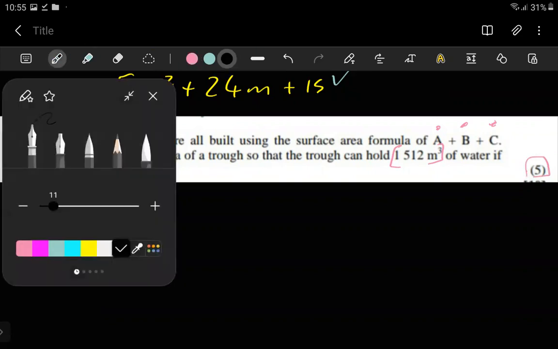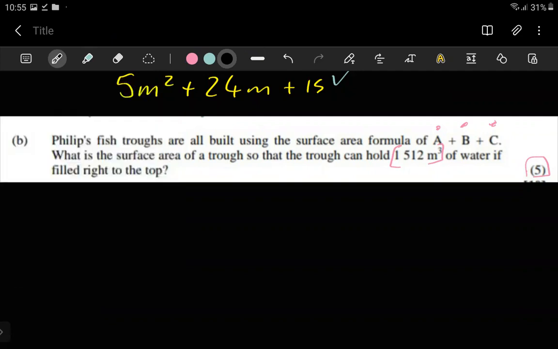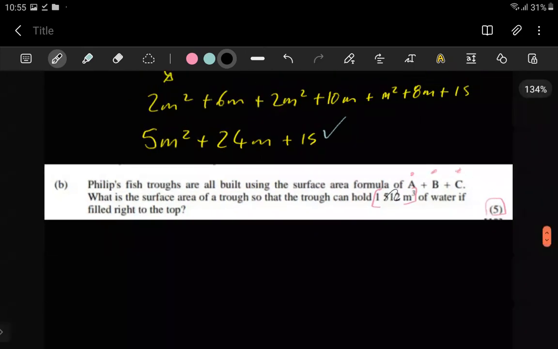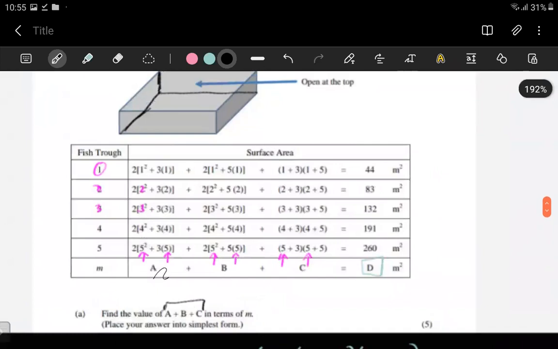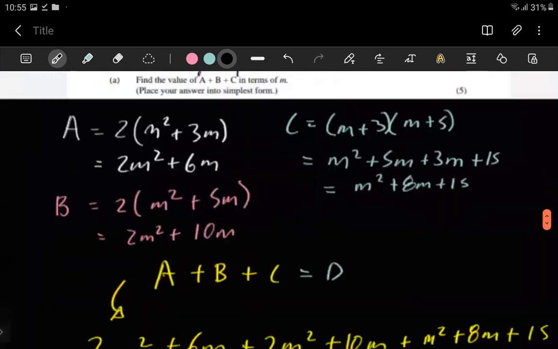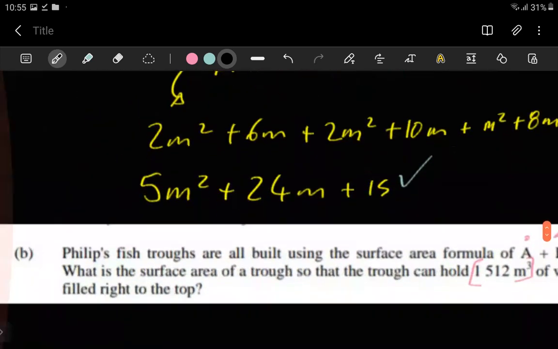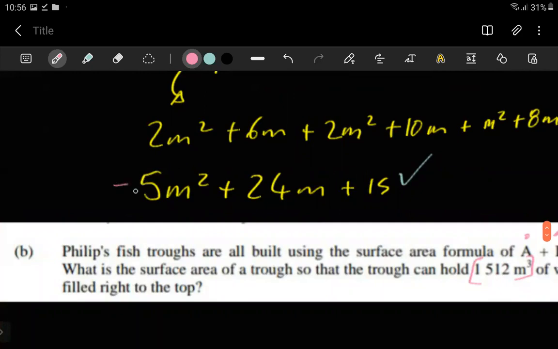And this is the kind of question where we've read it once, but it's not making any sense. So might as well read it again. It says, Phillips fish troughs are built using the surface area formula A plus B plus C. We see that the surface area formula is A plus B plus C, and whatever that surface area formula is, it's this here. So we can even say this is the surface area formula in terms of M. That's how we can write it out. M in brackets here. Surface area formula in terms of M is equal to this.